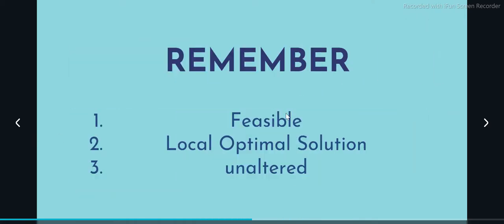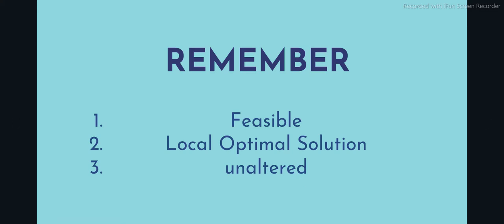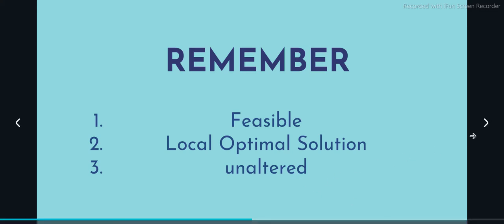Now, things you need to remember: the solution you are choosing must be feasible. You're not choosing randomly. If you want to go farther, you will choose the farther solution, not the closest one. It is a locally optimal solution, and I told you how it is locally optimal, and you cannot change the solution you have chosen right now afterwards. These are the things you have to keep in your mind.